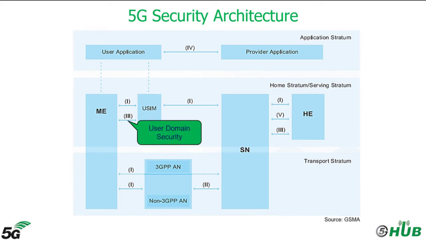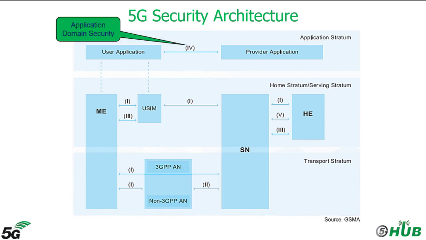Let's go for the third one, user domain security. It is the set of the security features that secure user access to mobile equipment. Like mobile equipment uses internal security mechanisms such as PIN code to ensure security between the mobile equipment and Universal Subscriber Identity Module, or USIM.